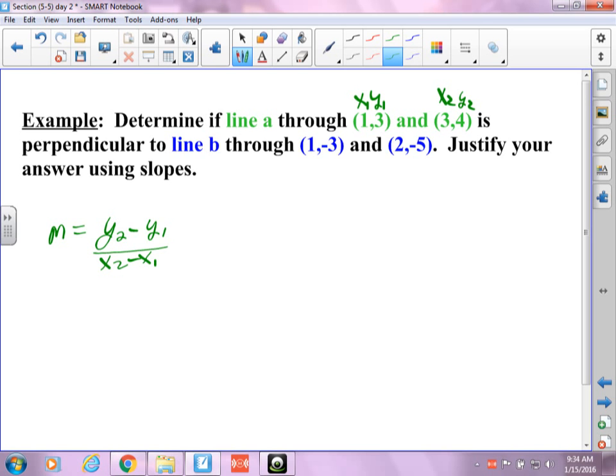Do you see why I had you write down that formula? It's so important because as soon as you start getting it wrong, for the rest of how many chapters, you're going to have trouble. So I'm going to go ahead and find it. So line A, the slope is 1/2.